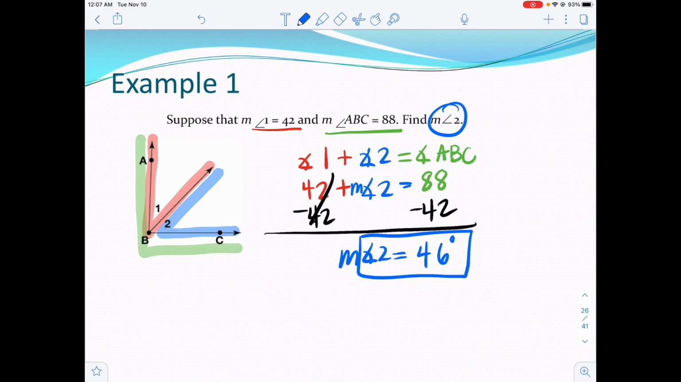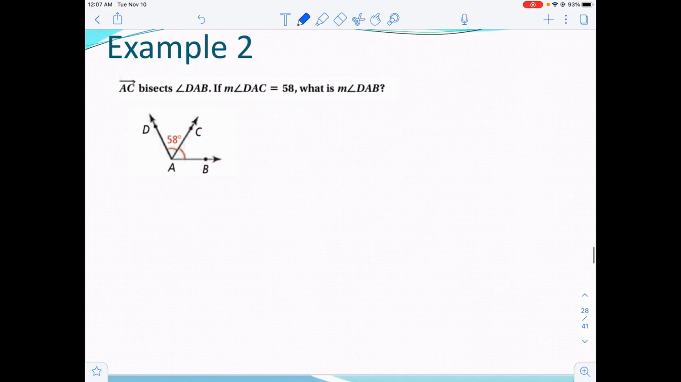All right, let's go ahead and finish up with our last example. Okay, so it says, ray AC bisects angle DAB. Okay, I hope you remember what bisects means. That's an important word. We'll come back to it in a second. Let me finish up the statement. It says, if the measure of angle DAC is 58, what is the measure of angle DAB? So this is what they need us to find.